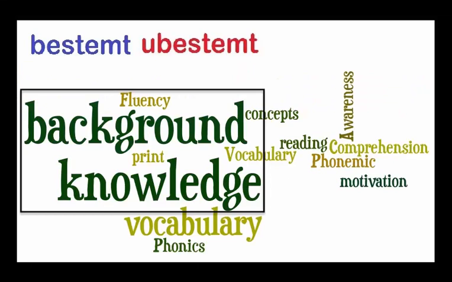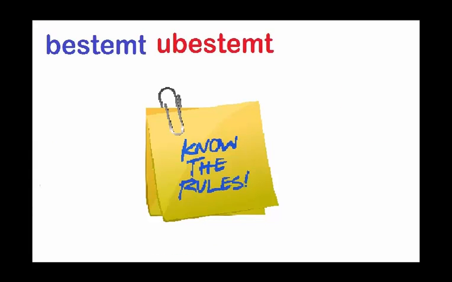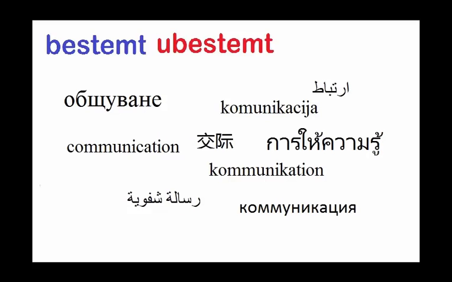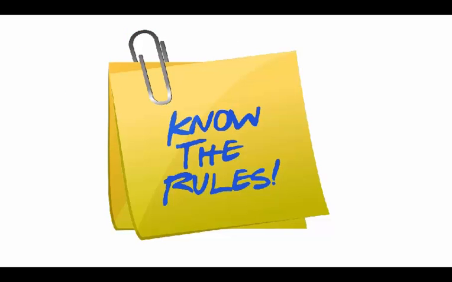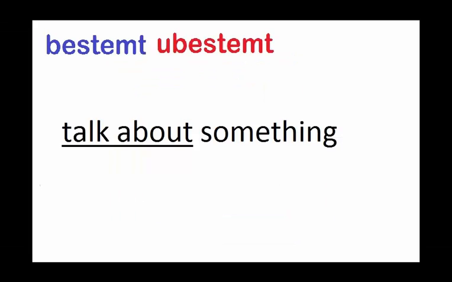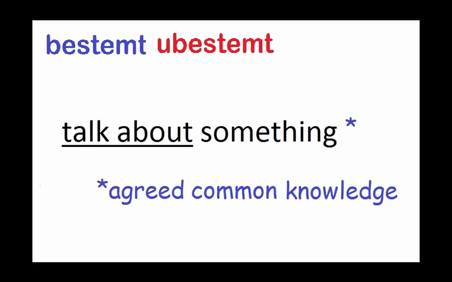First, a little background knowledge. For a language to be useful, its speakers must agree on certain rules. This is not grammar. This is about unwritten social rules for all languages. In Danish, and in your language too, we agree that we talk about something that is agreed common knowledge to both the speaker and the listener. That means that the speaker knows what he's talking about and the listener knows what is being talked about.